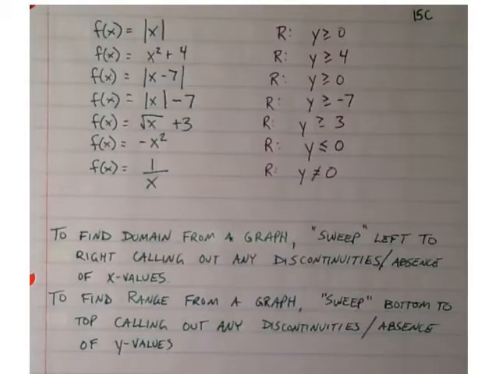The absolute value of x. If you take the absolute value of anything, it's going to be positive or 0. So that's how we get a range of y is greater than or equal to 0. The next example, we have a parabola that has been shifted up 4 units. So using that understanding of transformations helps us see that the range is from 4 to infinity, or y is greater than or equal to 4.